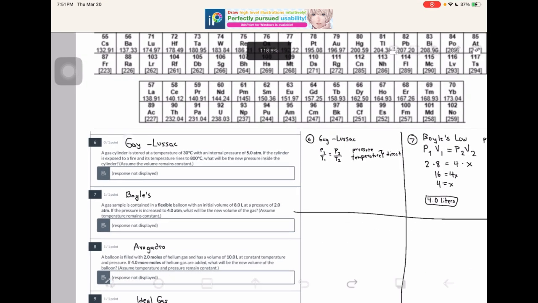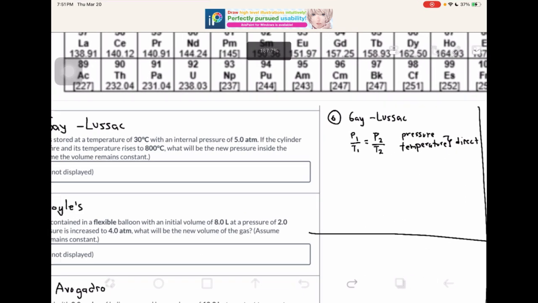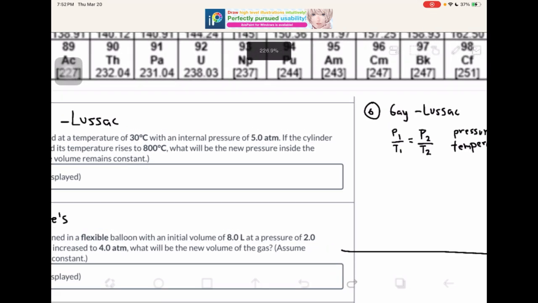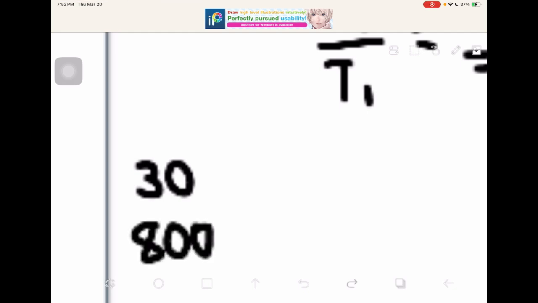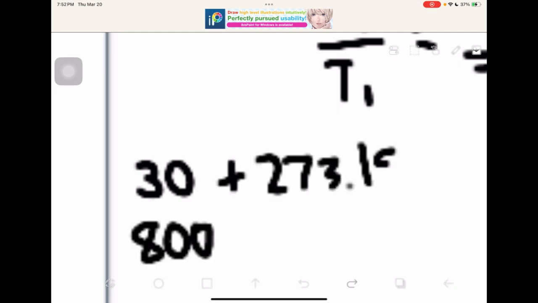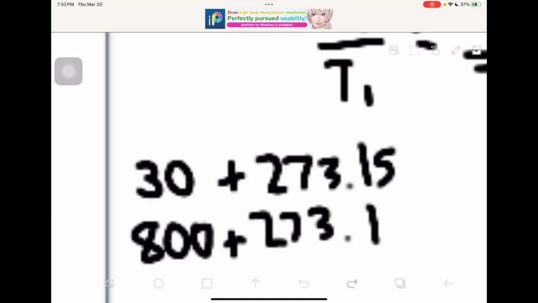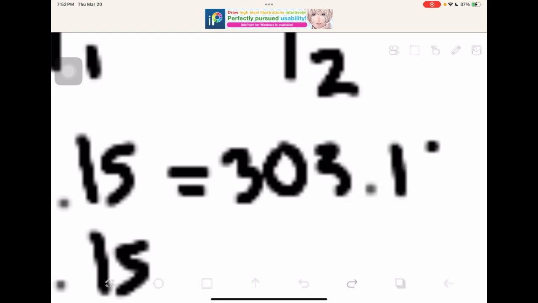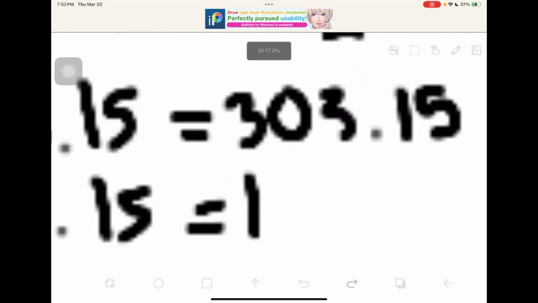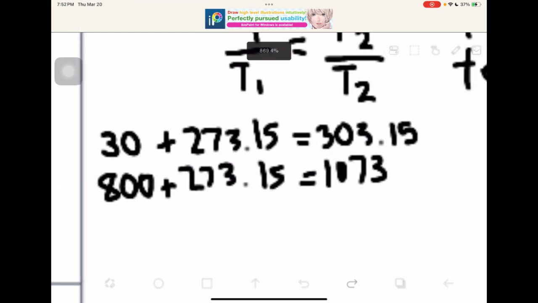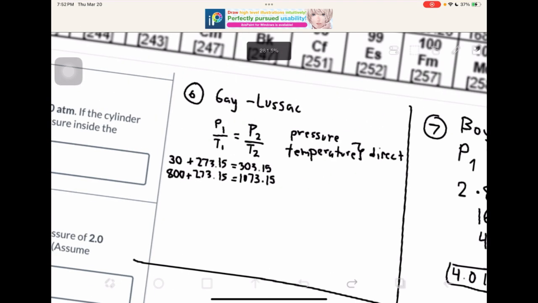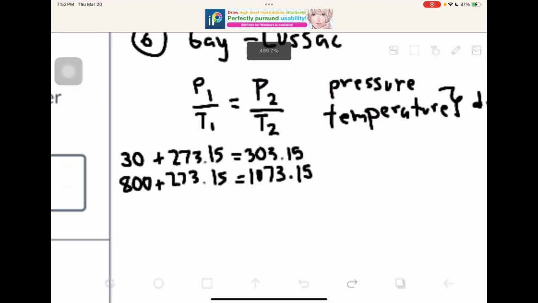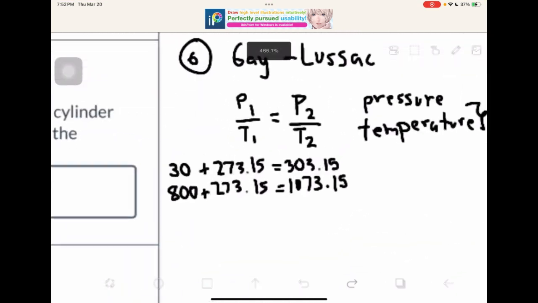Okay, let's read the problem now. First and foremost, we have C. We need to change that to Kelvin. So first, 30 plus 273.15. That'll be equal to 303.15 if we put this into the calculator. And this is 1073.15 if we put it into the calculator. So this will be our temperature 1 and this will be our temperature 2.